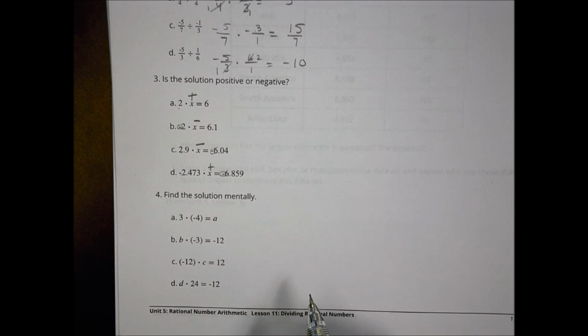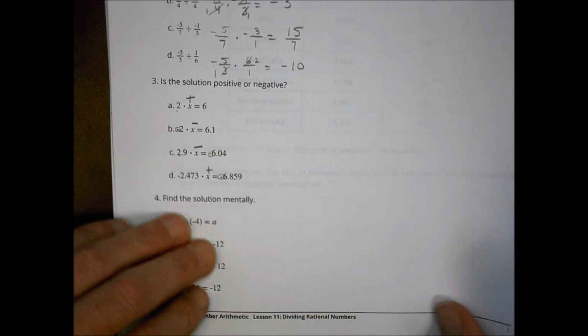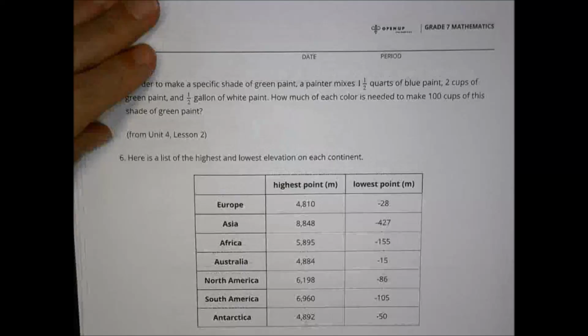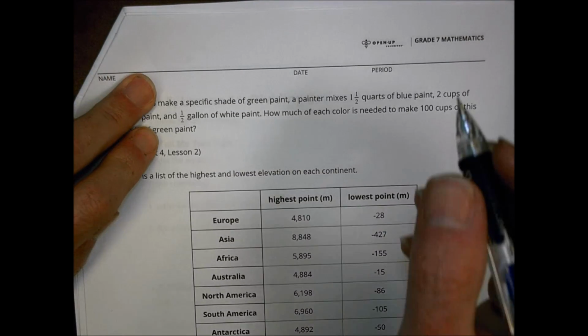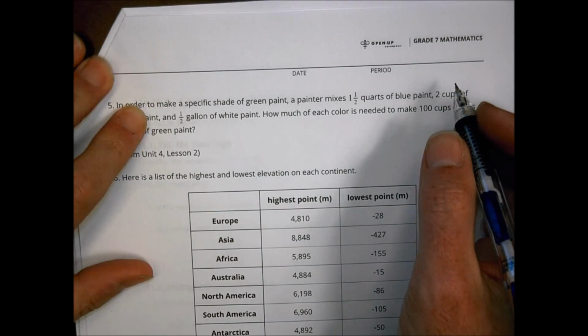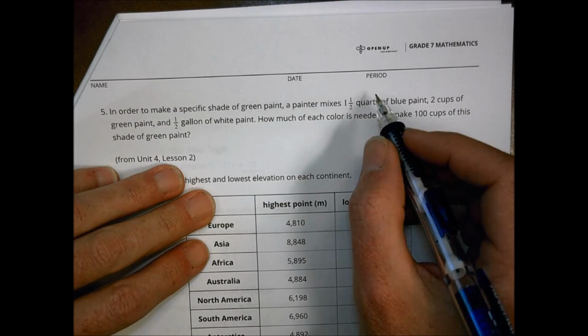Okay, so you can do those on your own. I'm going to move over to number 5. Number 5, we have one of these on our last one here. So we think about how much paint we're going to need. We have a couple little issues here.